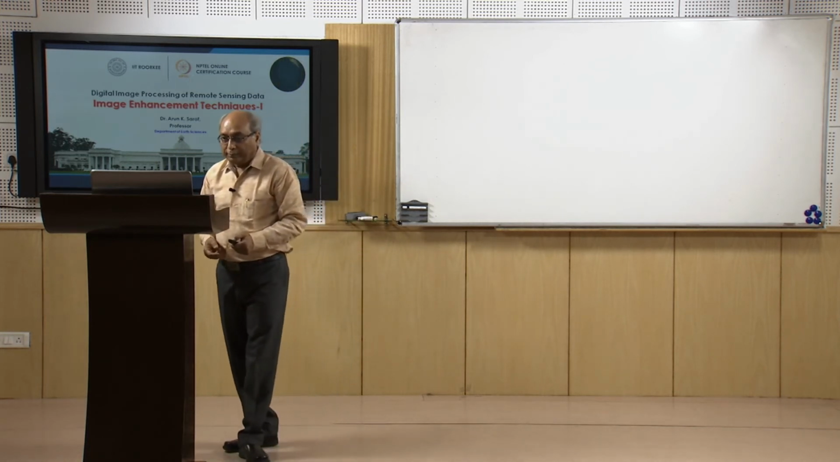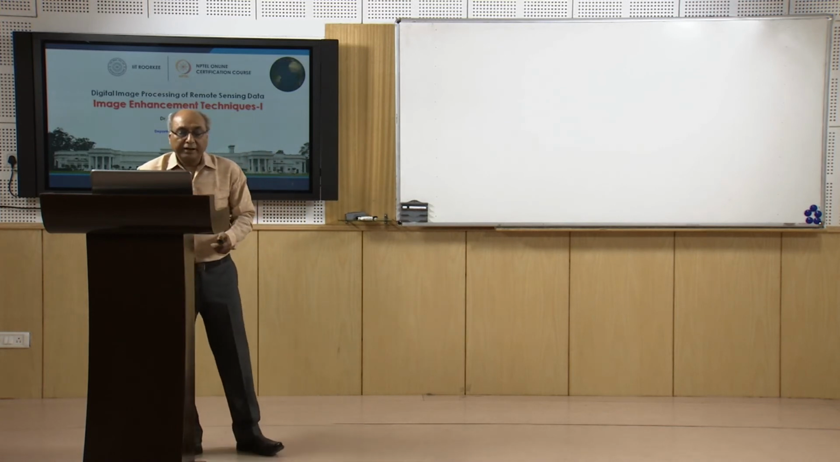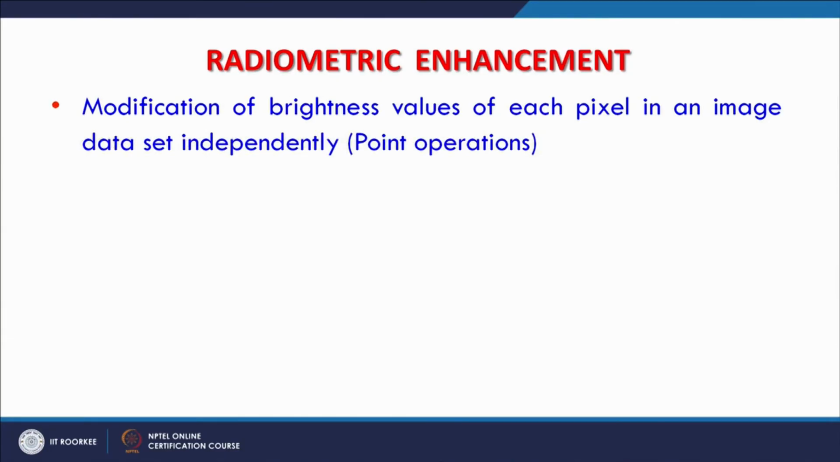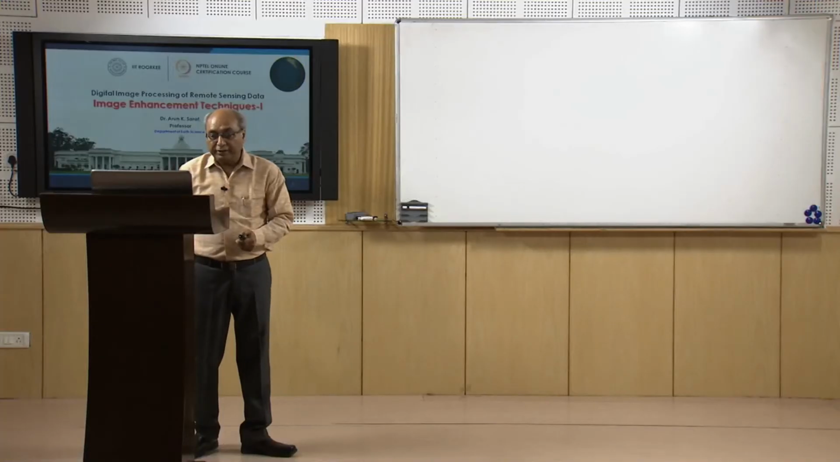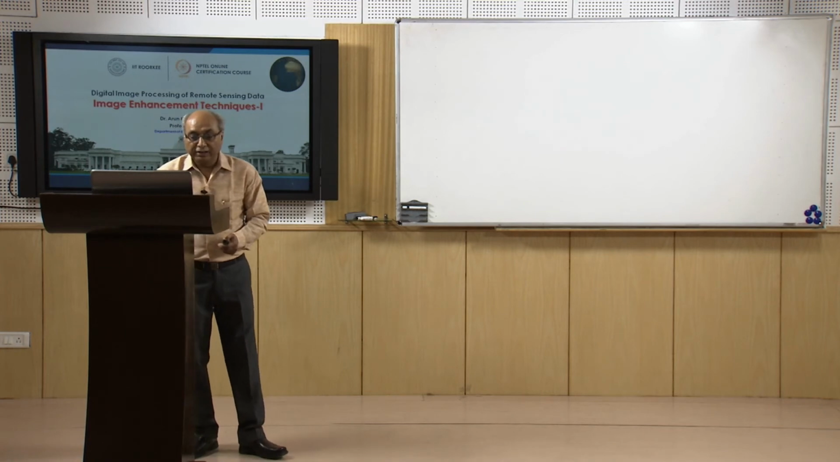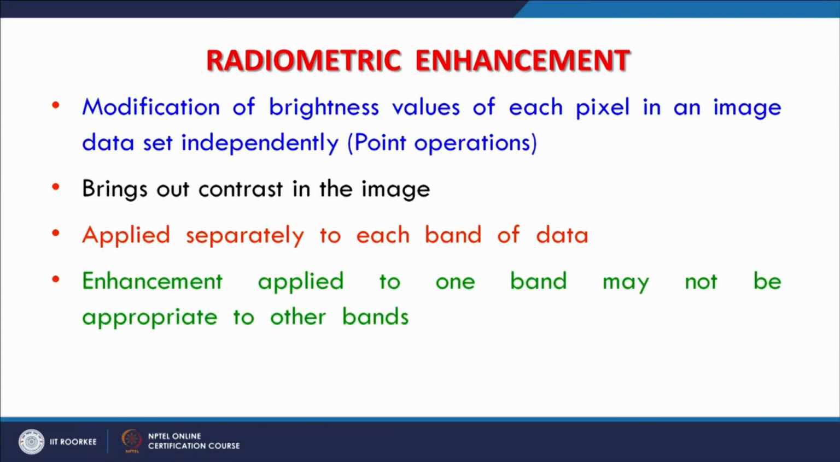of the target pixel. So radiometric enhancement, if we discuss, is the modification of brightness values of each pixel in an image data set independently, and it brings out contrast in the image. Ultimately, the quality of the image looks better for interpretation. Applied separately to each band of data, an enhancement applied to one band may not be appropriate to other bands.